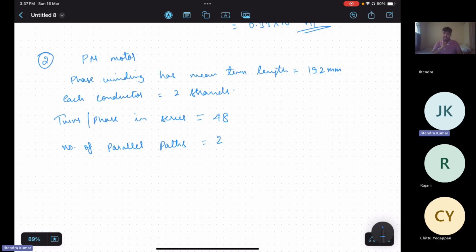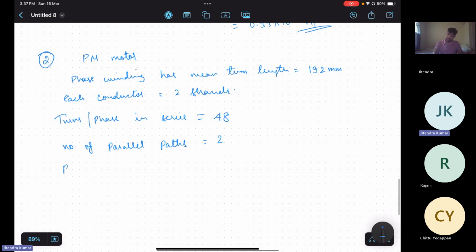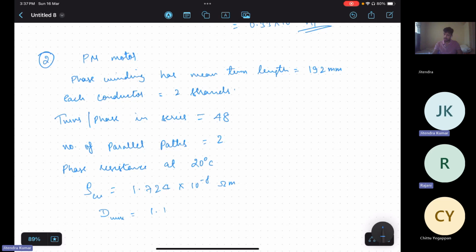So here, what we need to calculate is phase resistance at 20 degrees centigrade, and resistivity is given. Rho of copper is given as 1.724 into 10 to the power minus 8 ohm meter, and wire diameter is given as 1.4 mm. So can we calculate this phase resistance from here?